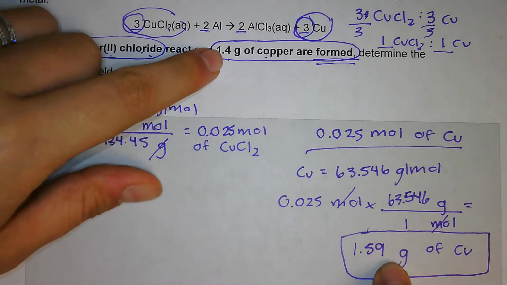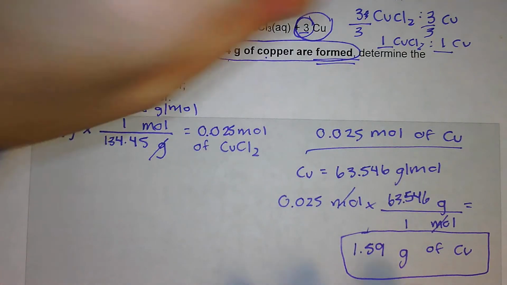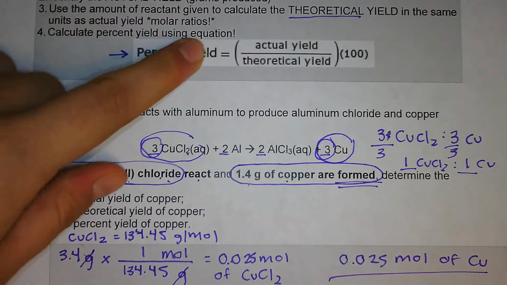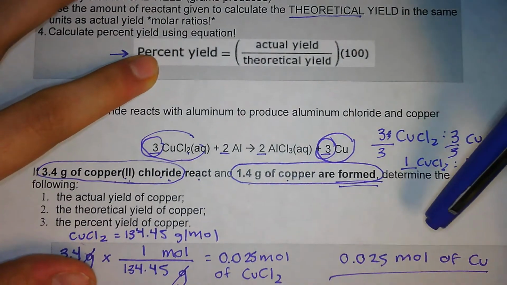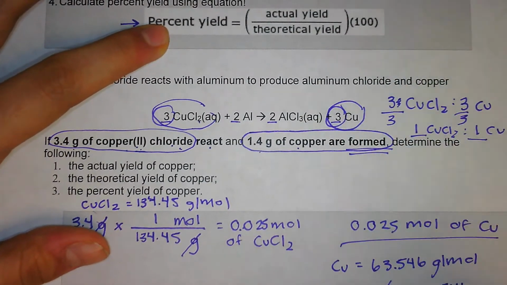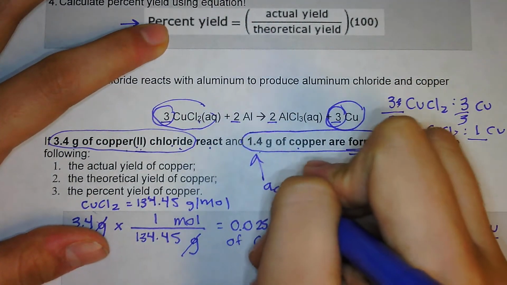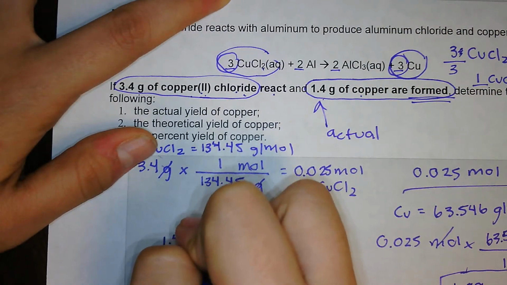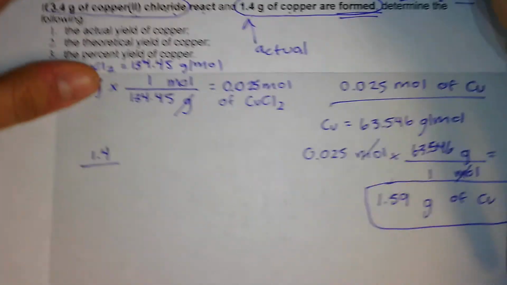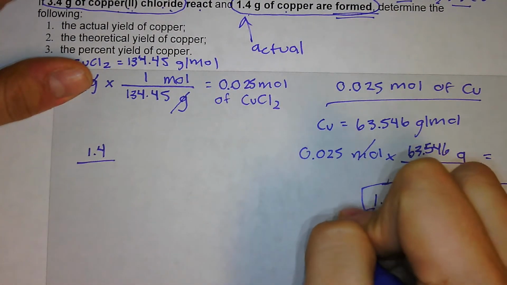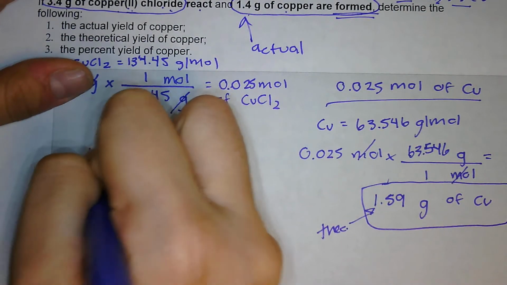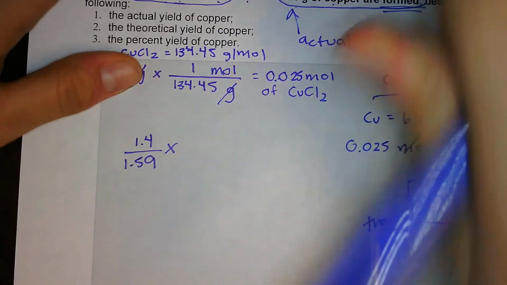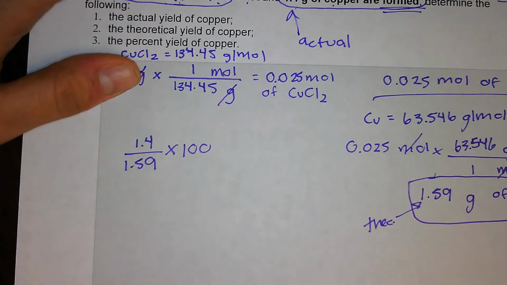But I actually have this much copper produced. So now it's my last step, which is actually percent yield. Calculate the percent yield using my equation, which is this one. Percent yield is going to equal actual over theoretical. So actual of 1.4 divided by theoretical, which is what we found right here. This is my theoretical of 1.59 times 100. So times 100. This is my formula for my percent yield.